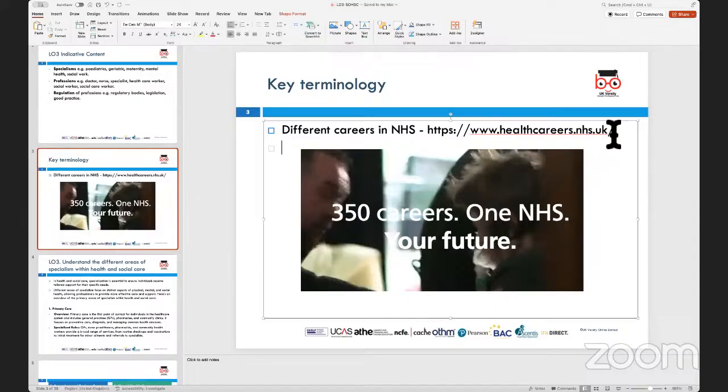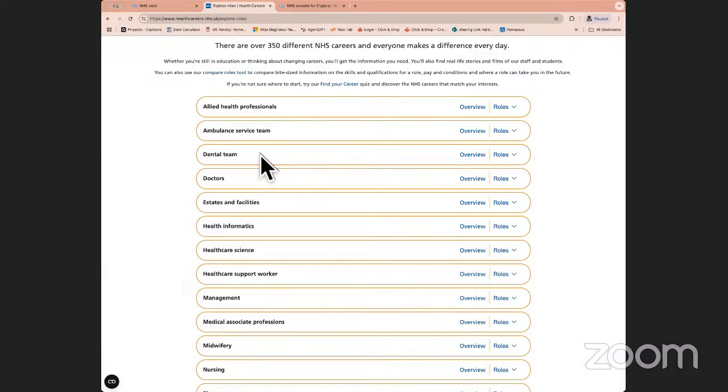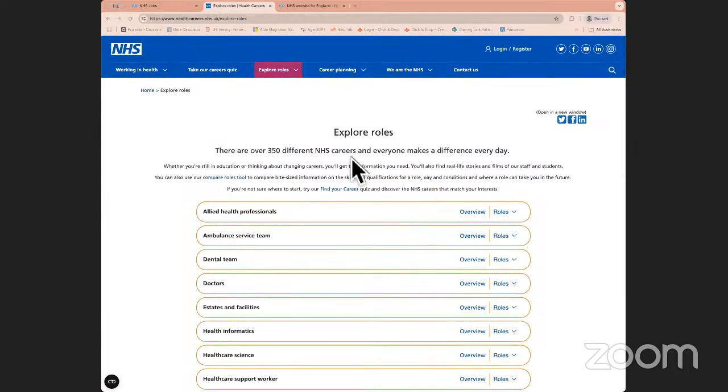Now, this is a website that, if you are using a PC or a laptop, I would suggest you open up at your end. I'm going to share my screen so that you're able to see what website I'm referring to and how we go about accessing this information. When you look at this particular website, on the opening screen you'd be able to see that these are the specialisms within the health and social care sector.